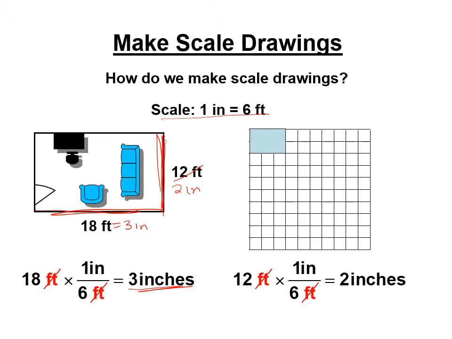So in this grid, each box is worth an inch. Now, I don't have 18, so I can't make it 18 by 12, but I can make it 3 inches by 2 inches. If this is 3 boxes, where 1 box is 1 inch, by 2 boxes, this is a scale drawing of the larger room represented there. Now we're going to go over all this again.